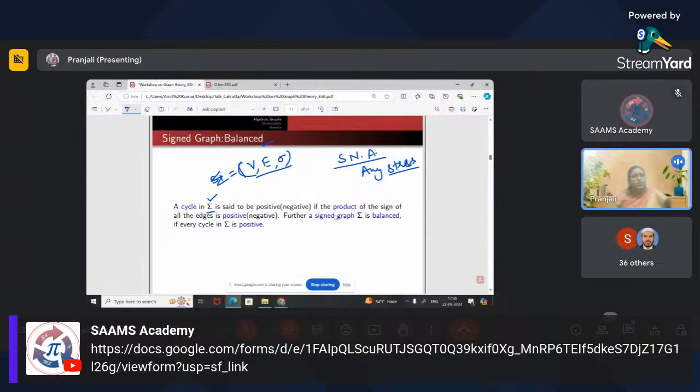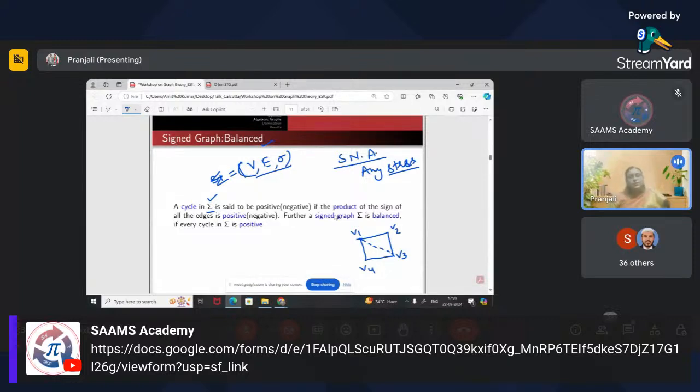So a cycle is said to be positive if the product of the signs of the edges is positive, and negative otherwise. Suppose this is a signed graph consisting of only one negative edge. I'm taking an example, so I'm starting from scratch only, then I will go higher. So here, this is a cycle in the signed graph, this is also a cycle, and automatically this is also a cycle in the signed graph.